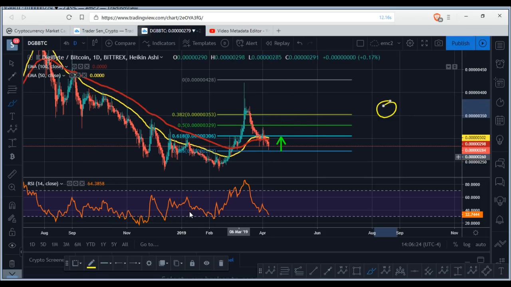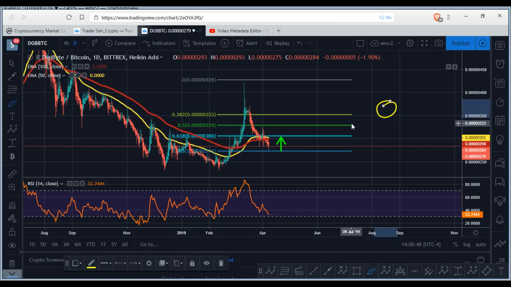Just like Tron, right? Tron got back to a 0.618, a 25% move to the upside, and then you're not even gonna feel it, because it's not gonna be like a big 25% to the upside. It's gonna be like a 25% move to the upside, like a 3 days move, right? So all right, I got it on Bittrex, DigiByte, BTC.